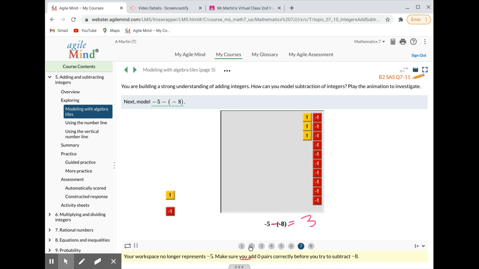How did you come up with that? All right, well, I'm going to be honest with you, Grayson. I didn't come up with it. It was already on the computer like that because I don't understand why they do that. But what they do is they come in here and they subtract these. So that's 1, 2, 3, 4, 5, 6, 7, 8. If I subtract those, let's see what it says. Your workspace normally represents -5. Make sure you're representing 5 correctly before you try to subtract -8.